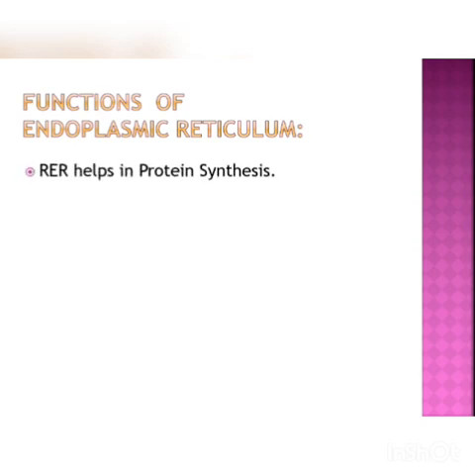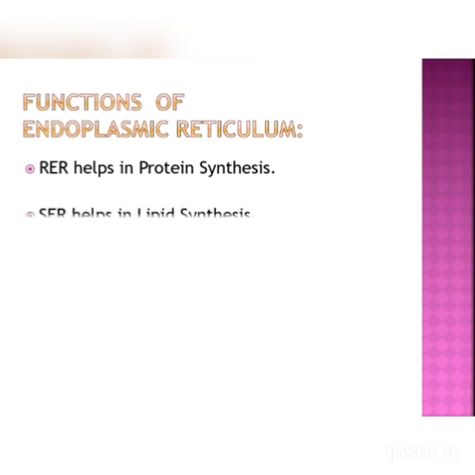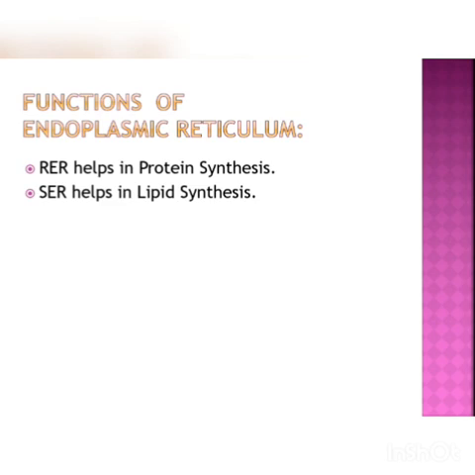Now, let us see the functions of endoplasmic reticulum, right? The first one, rough endoplasmic reticulum helps in protein synthesis, as we already came to know that rough endoplasmic reticulum is known as rough because of the presence of ribosomes, and these ribosomes help in the formation of protein. The next, SER, smooth endoplasmic reticulum, helps in lipid formation or lipid synthesis. Lipid means another name for fat.